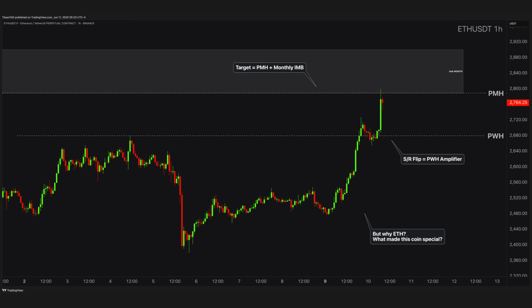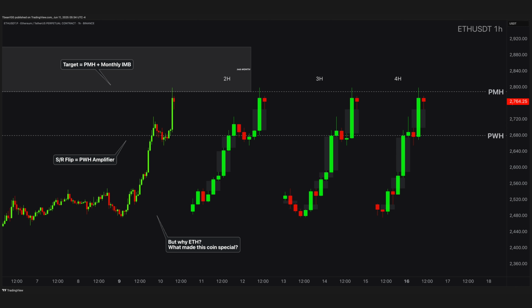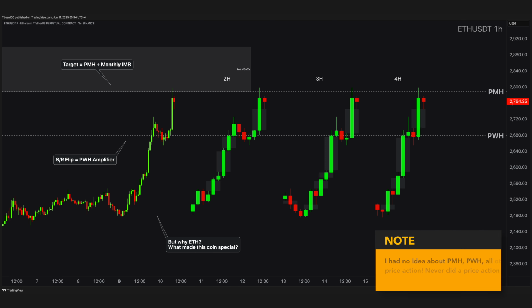But the big question remains here. Why Ethereum? Why this specific coin? What made this coin really special? I will tell you something. I had no idea about all the price action I just explained to you. Then you ask why this coin? Yes, the trick is the momentum layout with multi-level imbalances.